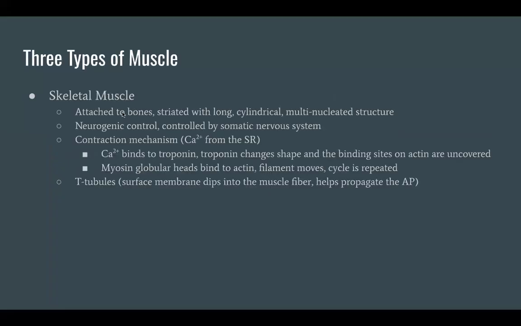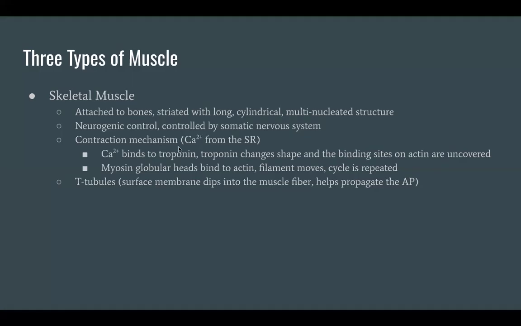There are three types of muscles, and the first one is skeletal muscle, which is attached to the bones. It is striated with a long, cylindrical, and multinucleated structure. The skeletal muscle is controlled by neurogenic control by the somatic nervous system, so it's voluntary.